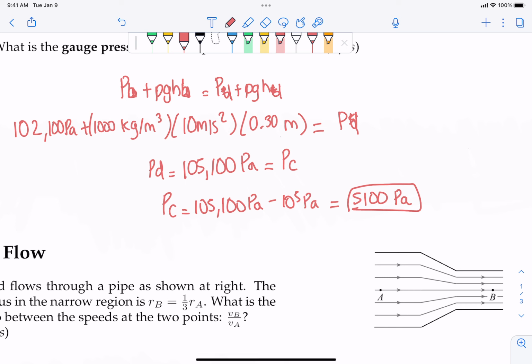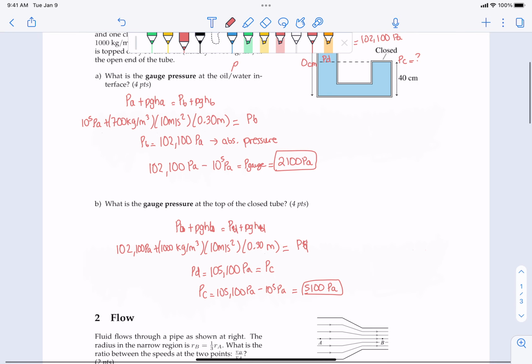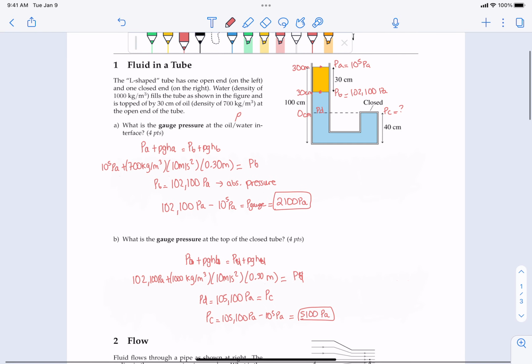Does that make sense for problem 1 there? Who has a question? Kate, you have a question? Go ahead.